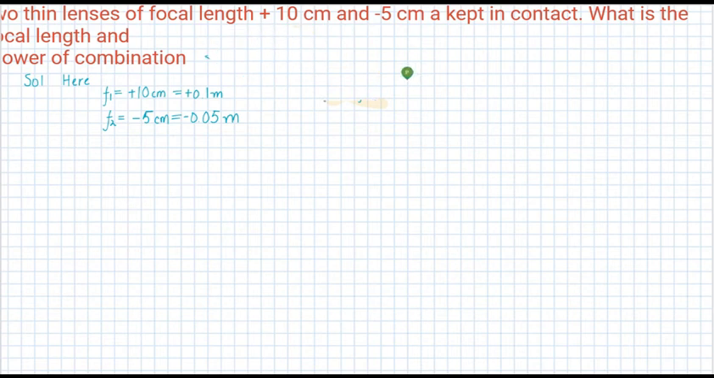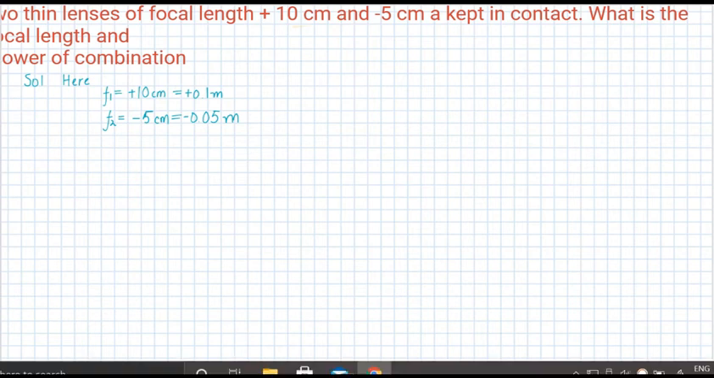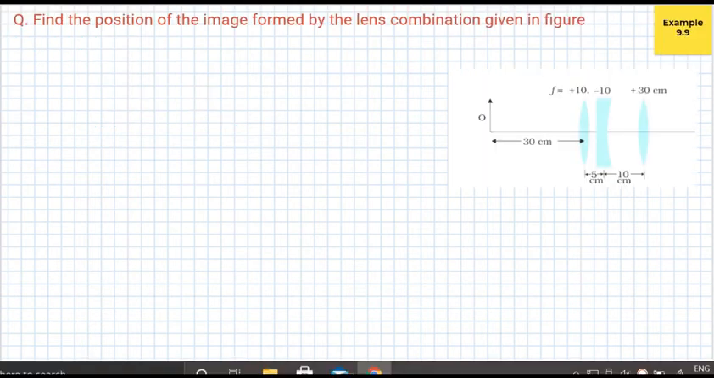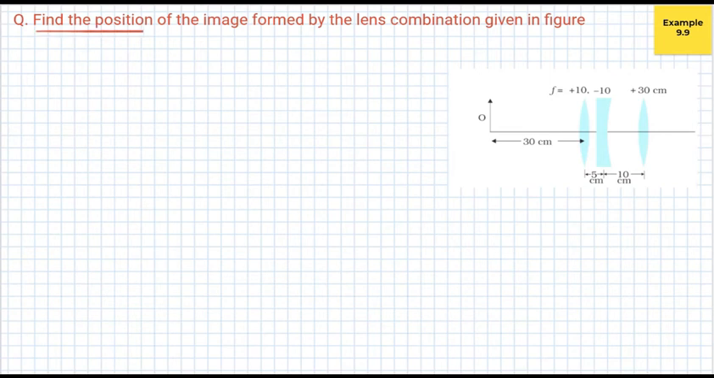Now let's move on to our next question. Fine. Now this is your next question. In this question, find the position of the image formed by the lens combination given in the figure. Okay. Now this example is important. Okay, why this example is important? Now here you can see, they have given you three lenses. Okay. So in this case, this is a double convex lens. This is a plano concave lens, and again you have a double convex or your biconvex lens. Fine. Biconvex, plano concave, biconvex.